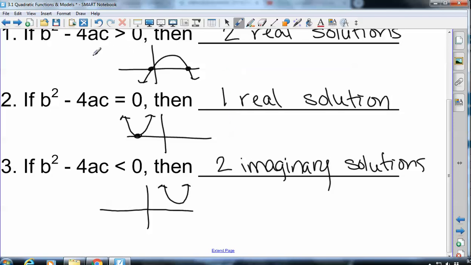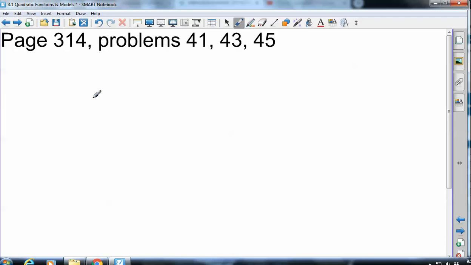Let's look at a problem in our book real quick. Look at page 314. You don't have your share course next to you. They're nice enough to let you look at the book. We're just going to look at the odd problems here.